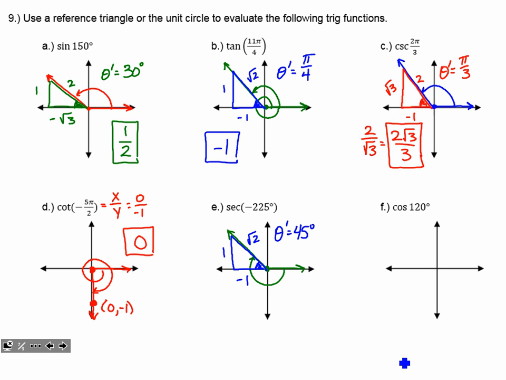And the secant from that reference triangle will be hypotenuse over adjacent. So it's root 2 over negative 1. That's negative square root 2.